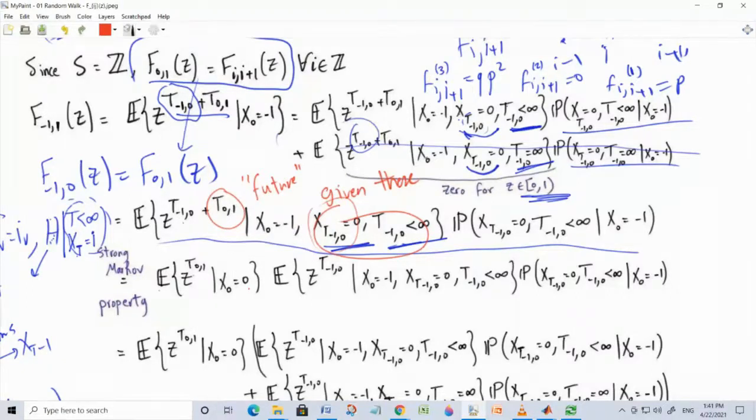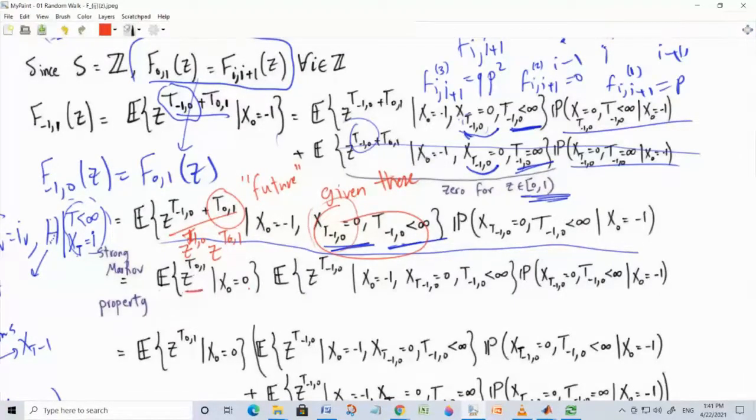You know that if random variables are independent, the expectation of the product is the product of expectations. So think of this as a product: z to the T(-1,0) multiplied by z to the T(0,1). Now I can split the expectation because of the independence. Specifically, it is conditional independence, because I am applying the strong Markov property. So I am making use of it.